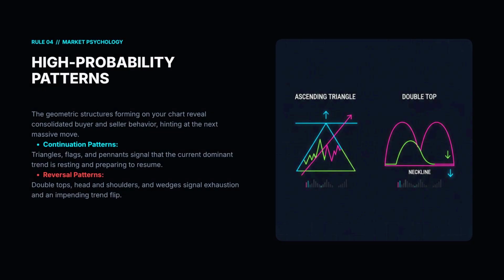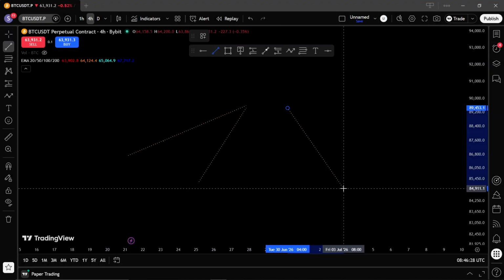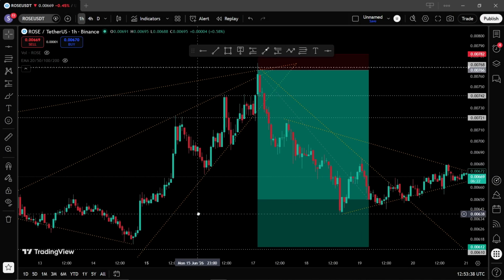Step 4. Spot the pattern. Look at the shape forming on your chart. Is it a triangle, a flag, a double top, or a head and shoulders? These patterns aren't magic.